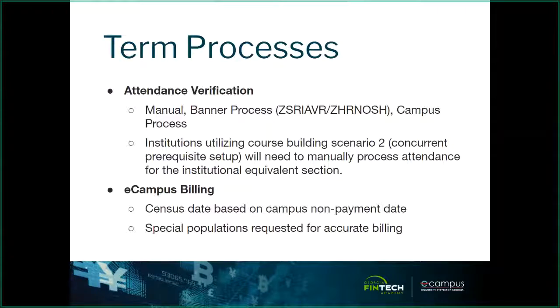The next process is eCampus billing, and there will be a census date based on your non-payment date, and then we request special populations to allow for accurate billing. So that's things like dual enrollment, 62 plus waivers, and TAP, just to make sure that you're billed appropriately for courses.